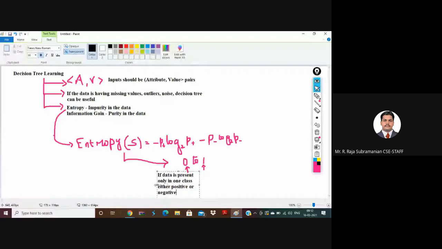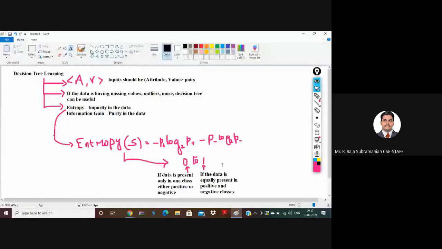On the other hand, if it is 1, if data is equally present in positive and negative cases, then I say that my entropy value will be 1. Otherwise, it will range in between 0 and 1. So this is with respect to entropy.